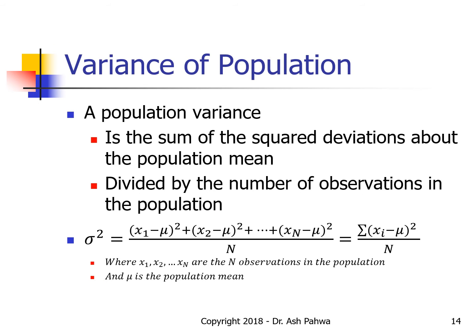Now, let us look into the next metric, which is variance. To define the population variance, it is the sum of the squared deviations from the population mean divided by the number of observations in the population.